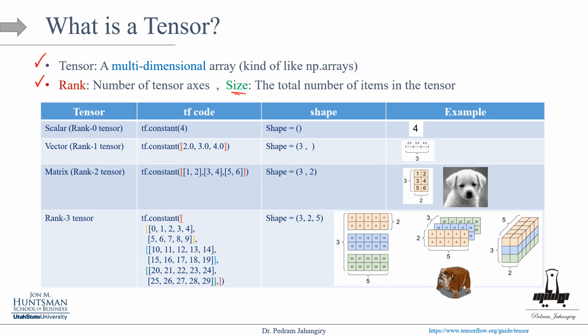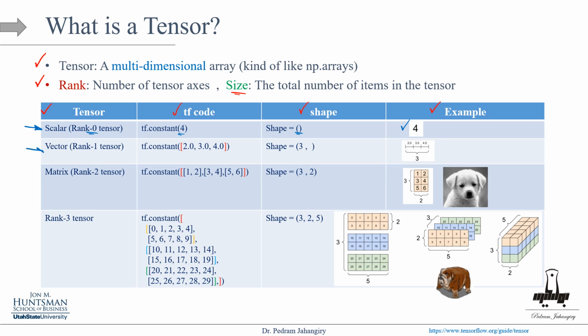So we have a table here. The first column shows the different ranks. The second column is the code in TensorFlow. The third one, I'm going to show you the shape and some examples. Starting with the first one, this is our scalar, right? A rank 0 tensor, or we call it a scalar. In TensorFlow, we can do tf.constant, and for example, number 4, right? The shape of this tensor is empty, because again, it's rank 0. So if you see something like this, it means that it's a scalar, it's a number. What is an example? One number, number 4, number 1, right?